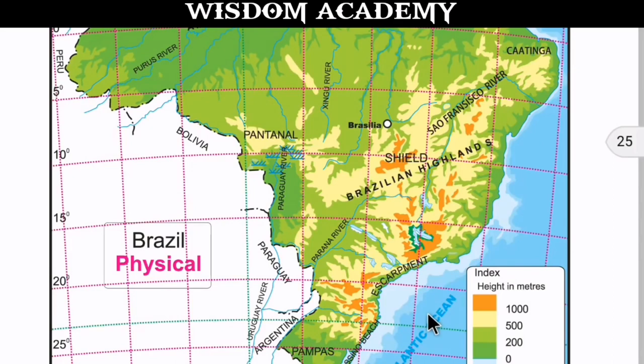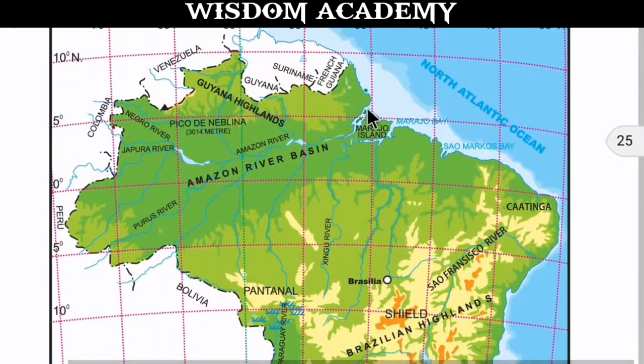The northern coast is characterized by the mouths of many rivers including the Amazon. Therefore, this region is a low-lying region. So, here we are having the Amazon basin. The mouth of the Amazon, Marajo Island. This is the mouth of the Amazon. There are many islands that are made by the Amazon. So this is the coastal region of it. So it is having the mouth of the river Amazon.